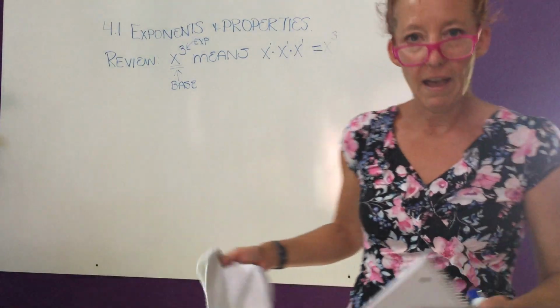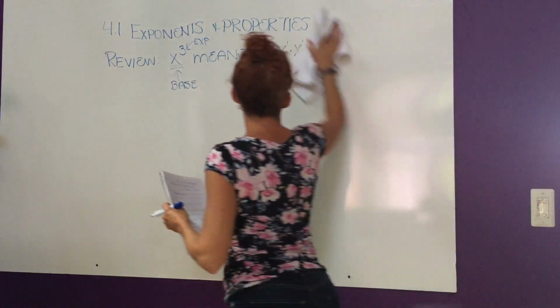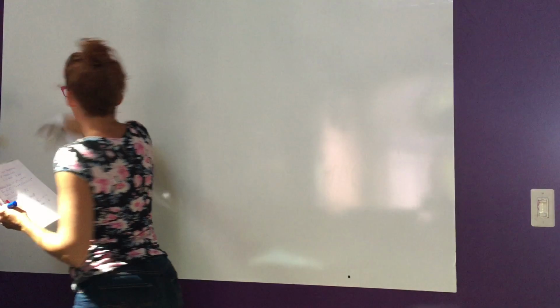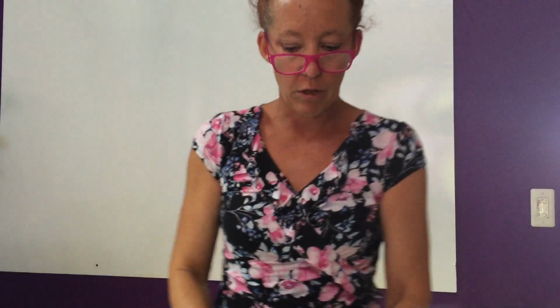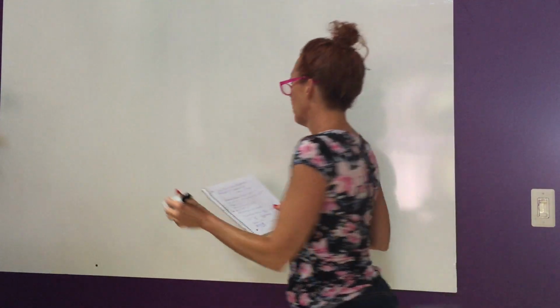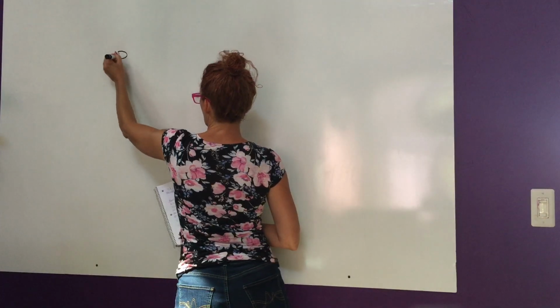All right, we have 4 rules to go through in section 4.1. I'm a little concerned about my marker quality, so I am going to switch to a marker that might have a little more contrast here. Our first rule is called the product rule.